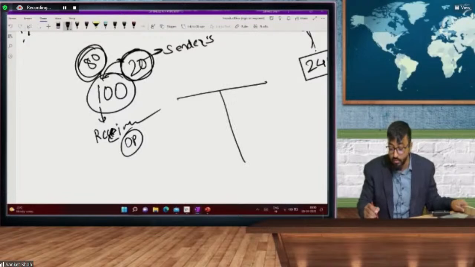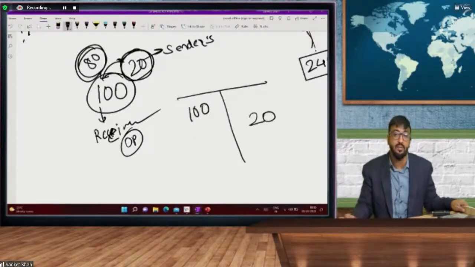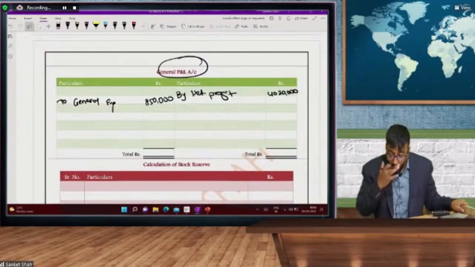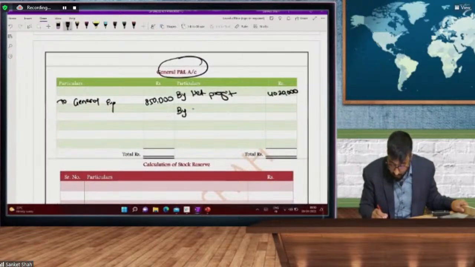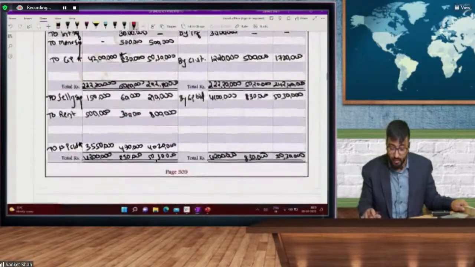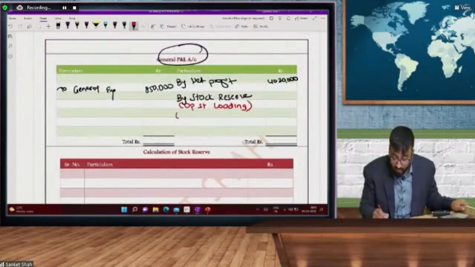But how to present it? Not by deducting from here only; we will deduct it from the opposite side. Opposite side 20 rupees. Okay, so Rekha ji, opening stock loading by stock reserve. This is opening stock loading. What is opening stock? 30 lakh. Sorry, how much?